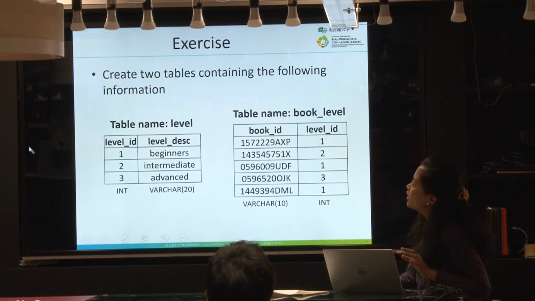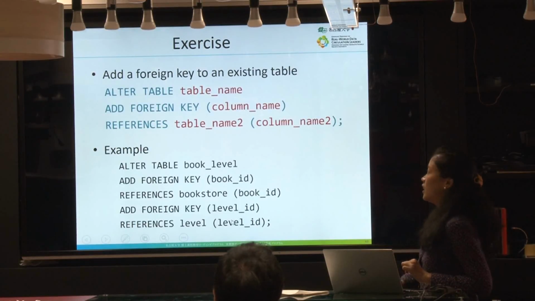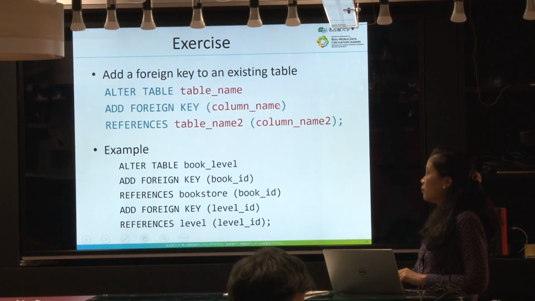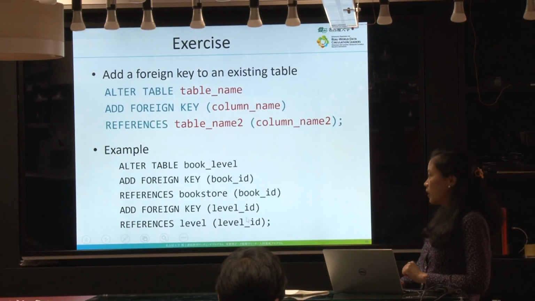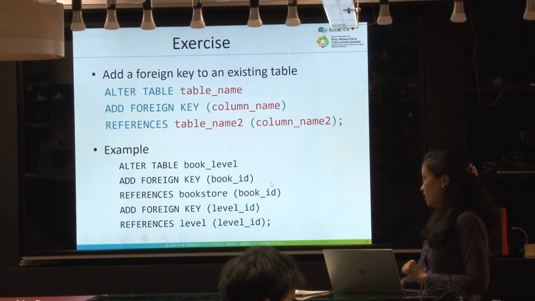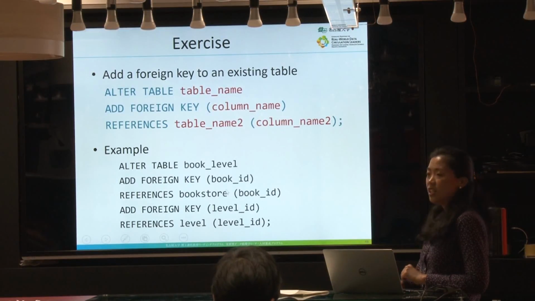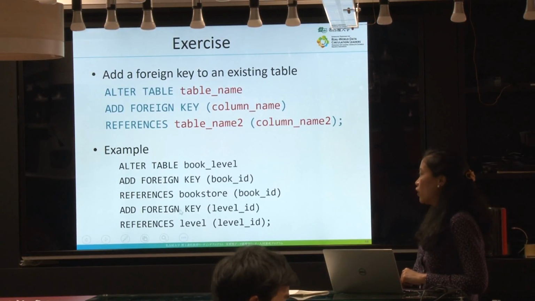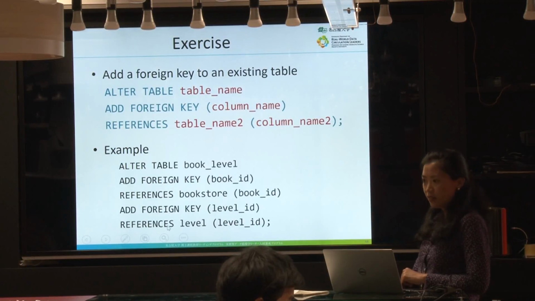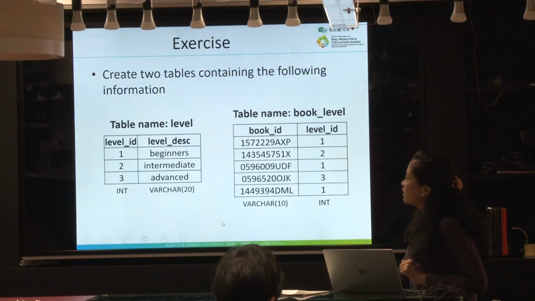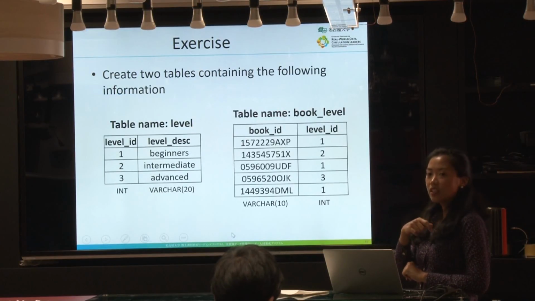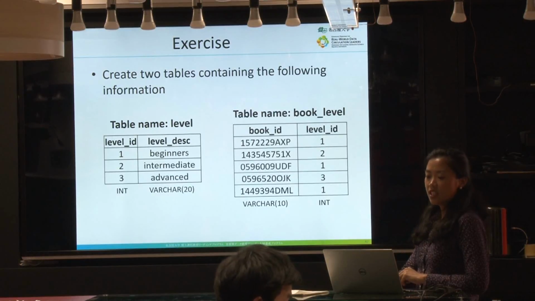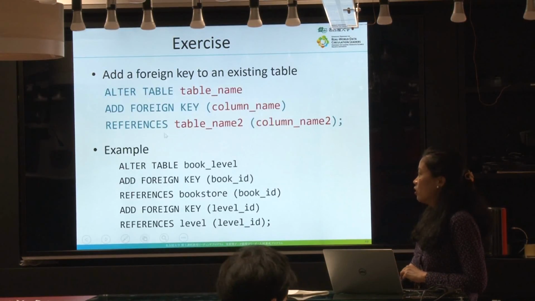After creating these 2 tables, try adding a foreign key to an existing table. So: alter table, your table name, and add foreign key, your column name, and references table name and column name. For example, alter the table book level wherein you add the foreign key book ID, which references the book ID in bookstore. You can also add a foreign key level ID that references level ID in level. First, create these 2 tables plus the bookstore table that was discussed in the previous exercise, and try to add this.